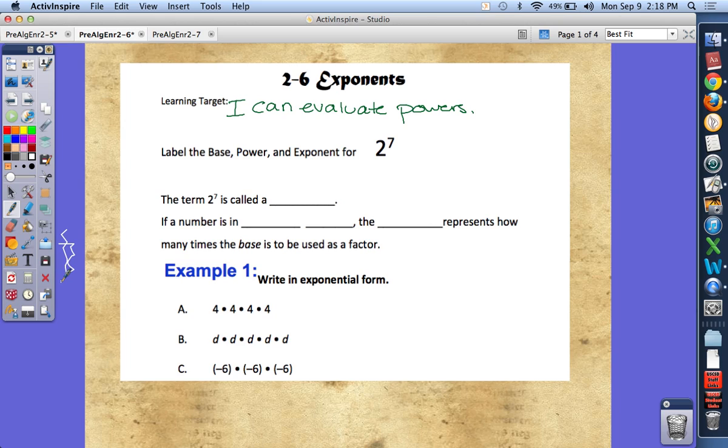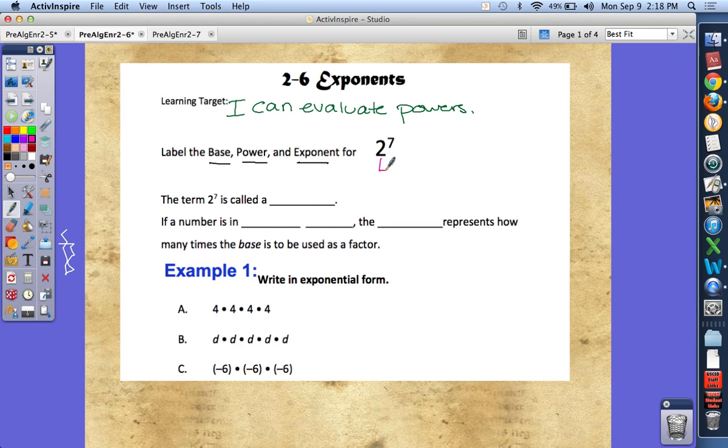We're going to be working on evaluating powers today, so go ahead and copy on your target. It's pretty nice and short, which is great. And I want to make sure you understand what I mean when I say powers. So within this 2 to the 7th, we have a base, we have a power, and we have an exponent. What is each one? Label the 2 to the 7th.